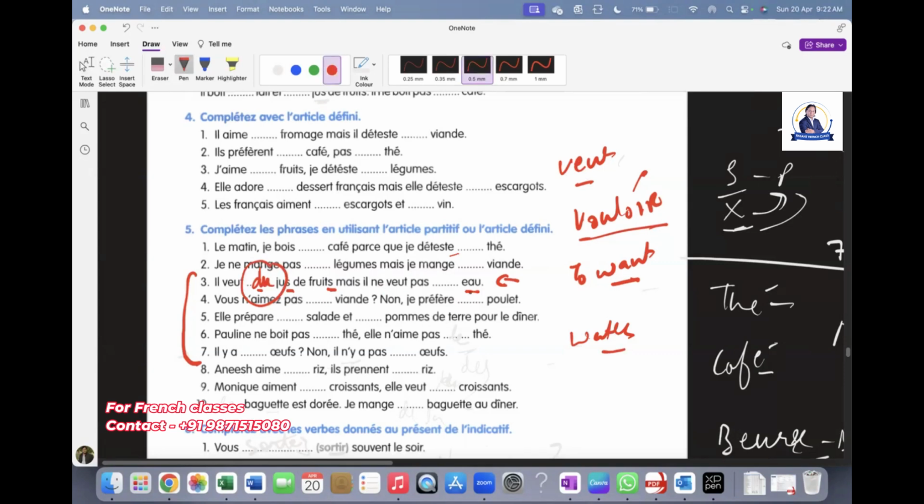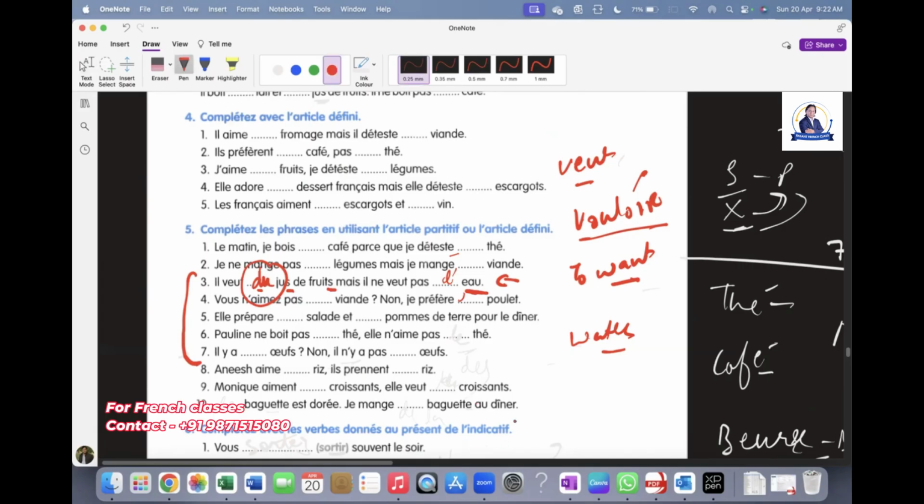Now, il ne veut pas de l'eau. Tell me. Sir, le. L, L E or L apostrophe? L apostrophe. Okay. But why L apostrophe? Is it one of the four verbs that we studied: aimer, préférer, adorer, détester? Because then only we'll have the definite articles coming in front of food items, right? Sir, but water is only liquid. Water is liquid, I understand.